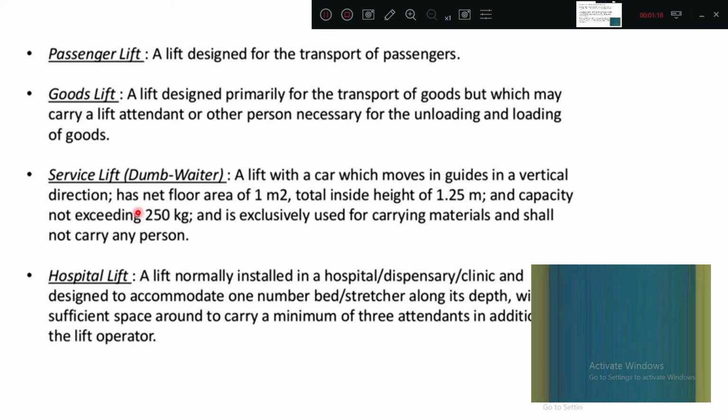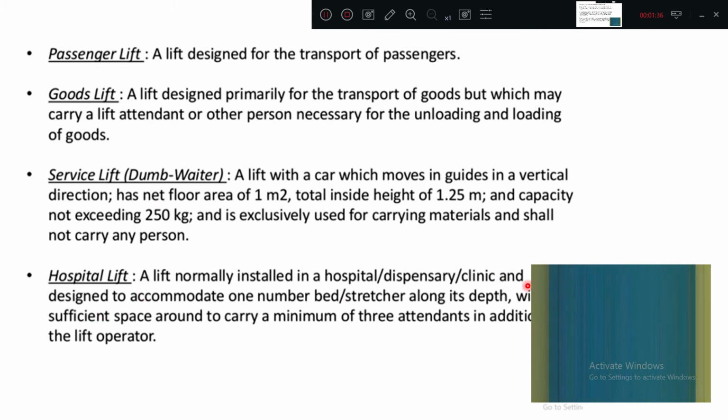These types of lifts are used in hotels or big residential apartments where food or some small goods are transported. So that is why we call it a service lift or dumb waiter. It will not carry any persons, only goods or food materials.